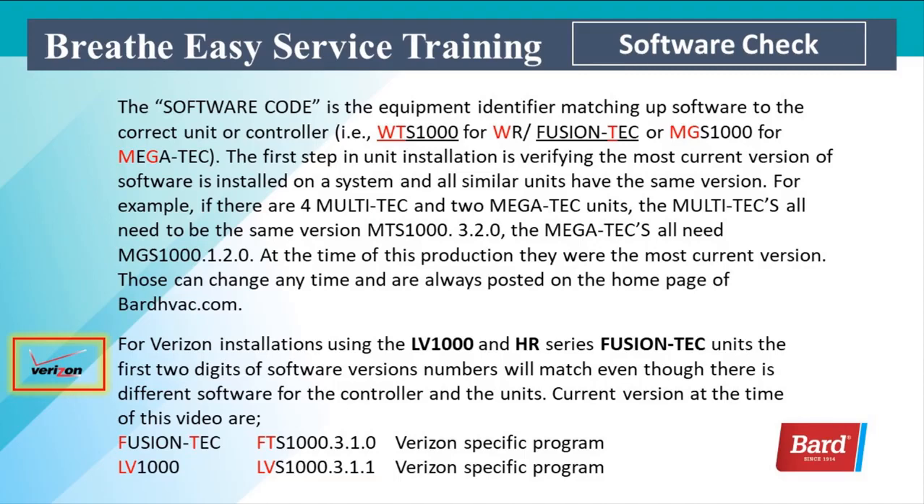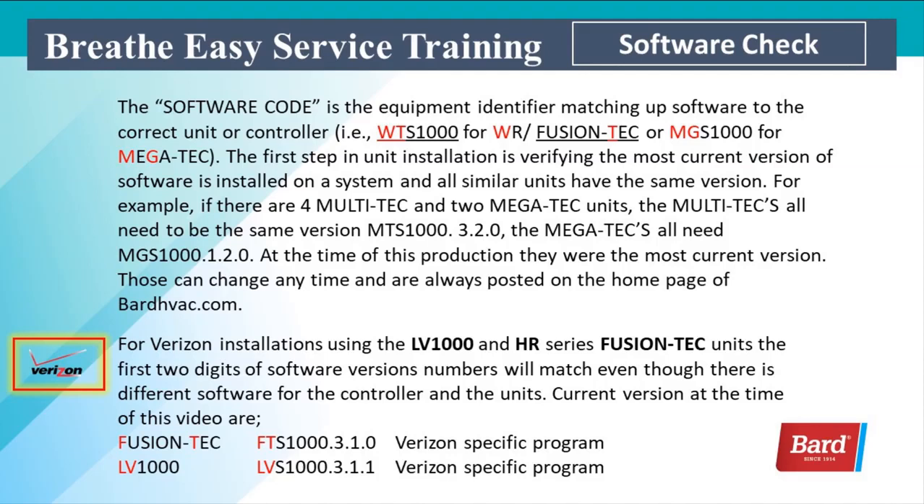First step in unit installation is verifying that the most current version of software is installed on the system and all similar units have the same version. For example, if there are 4 Multitech and 2 Megatech units, the Multitechs all need to be the same version of MTS 1000, that's the unit identifier, and that's 3.2.0. The Megatechs all need MGS 1000.1.2.0.